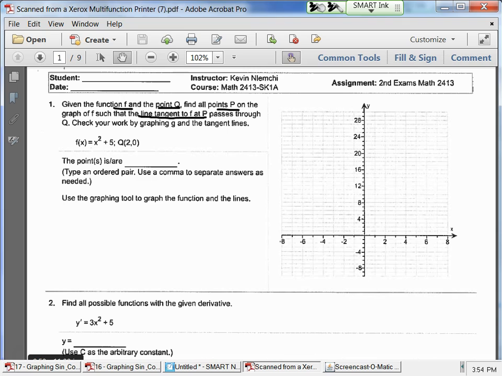So let's go ahead and graph that function right now, x squared plus 5. I'll just sketch it over here on this grid. So there's x squared plus 5. And what they want is for us to find the tangent lines to this graph, the tangent lines that will pass through (2, 0).